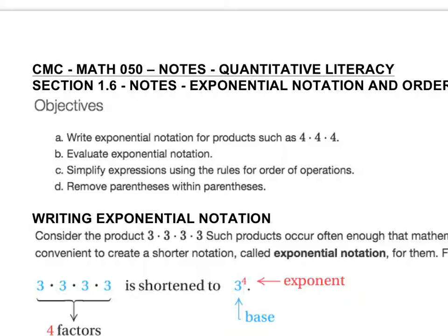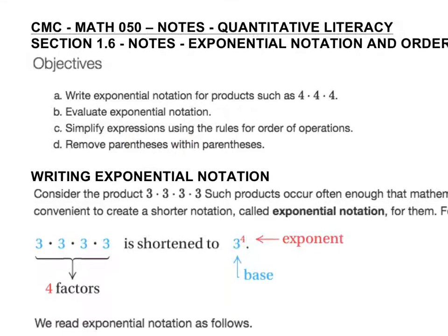So what we want you to do is we want you to be able to write the exponential notation for products such as 4 times 4 times 4, okay? We want you to be able to evaluate exponential notation. We want you to simplify expressions using the rules for order of operations, and we want to use order of operations to remove parentheses within parentheses.